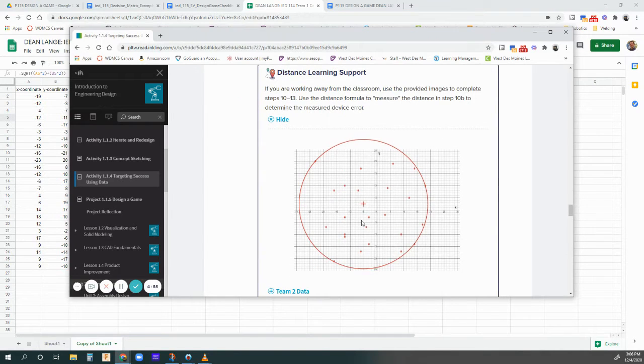So you can see that here is a piece of data given to us, and this is step 10B to determine the measured distance. So now, what do I need to do? I need to figure out how far that is. Well, if I was in person, that would be easy. I would just measure that. But since we aren't in person, we're going to use the trig option of doing this.